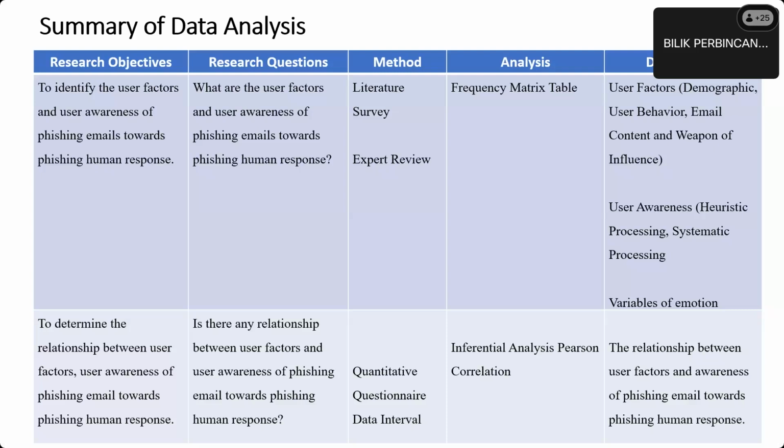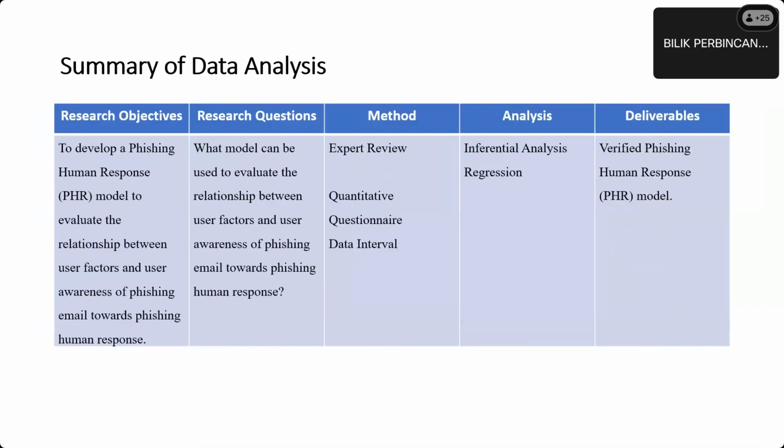So the research question is, is there any relationship between user factors and user awareness of phishing email toward phishing human response? The deliverable is the relationship between user factors and awareness of phishing email towards phishing human response. And for the last research objective, to develop a phishing human response model, the research question is, what model can be used to evaluate the relationship between user factors and user awareness of phishing email toward phishing human response? The deliverable is the verified PHR model, which is the phishing human response model.